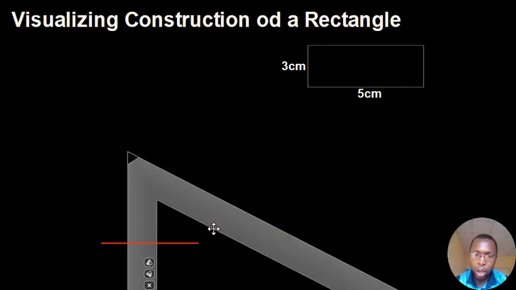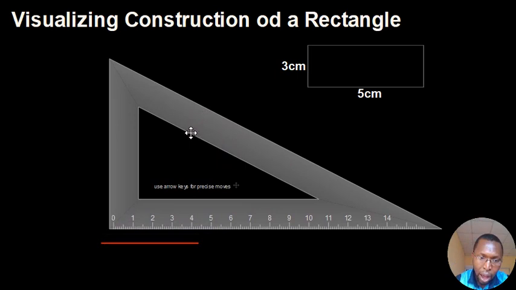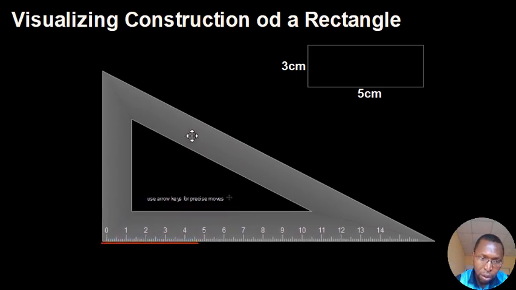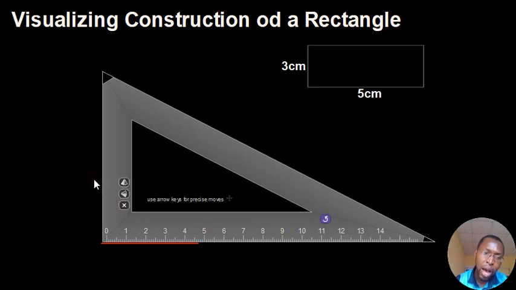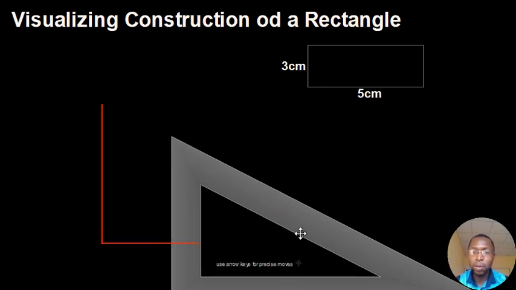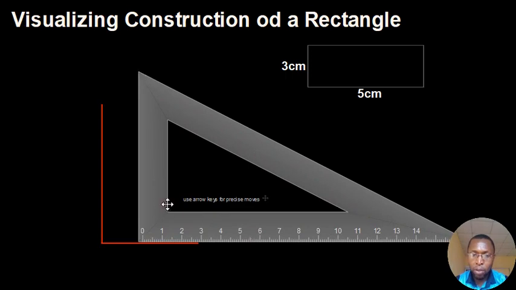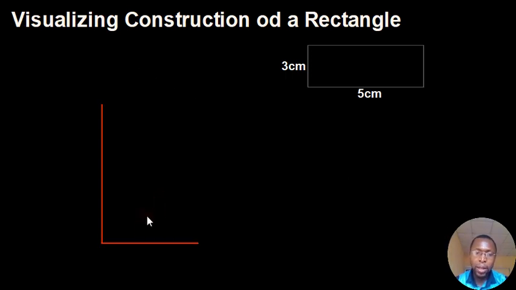So this is my set square here. I place the 90 degree part of the set square on the line. Make sure it's aligned with the line, and get my pencil to draw the line to form a 90 degree angle. Can you see? Then you can take away your set square. Let me take it away.